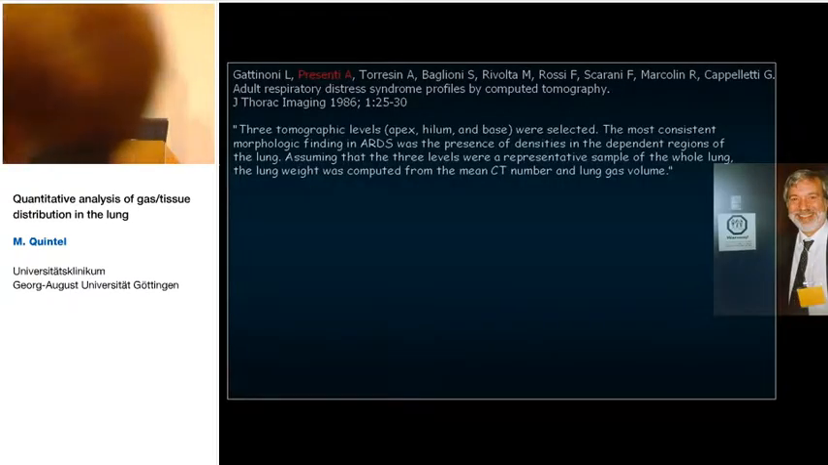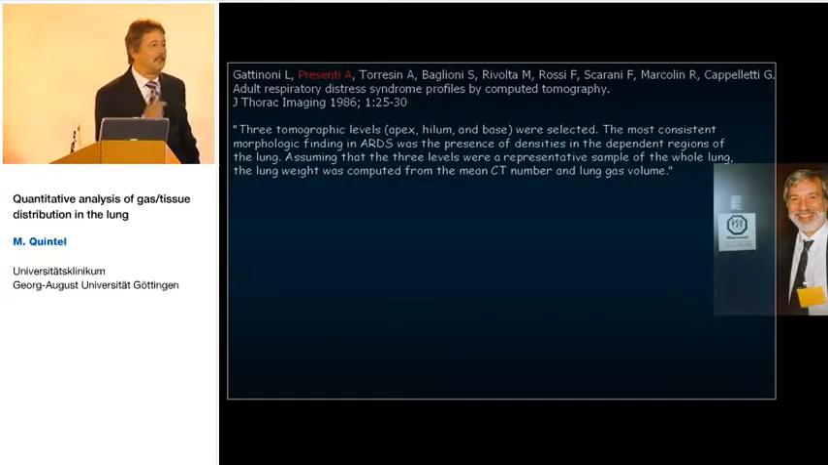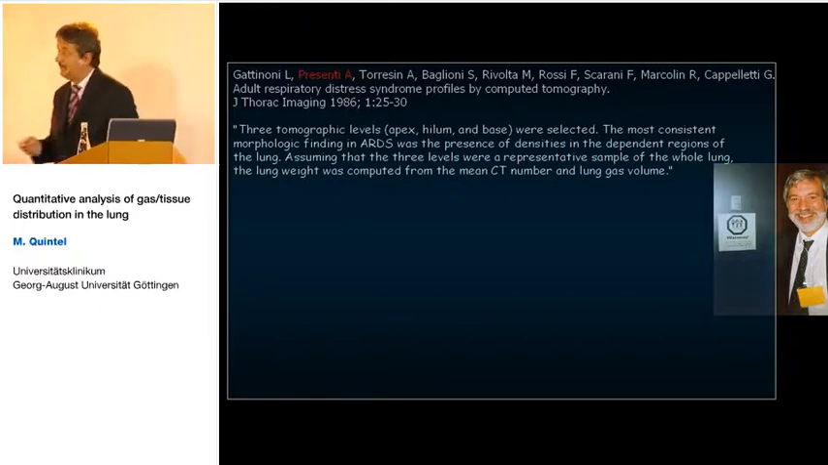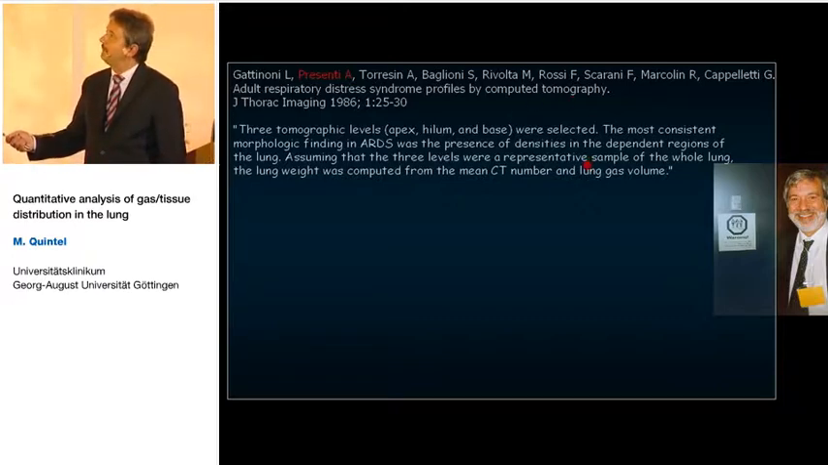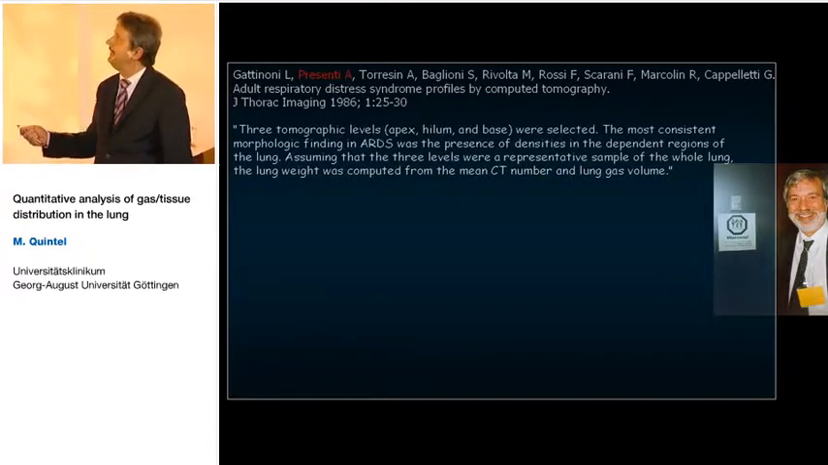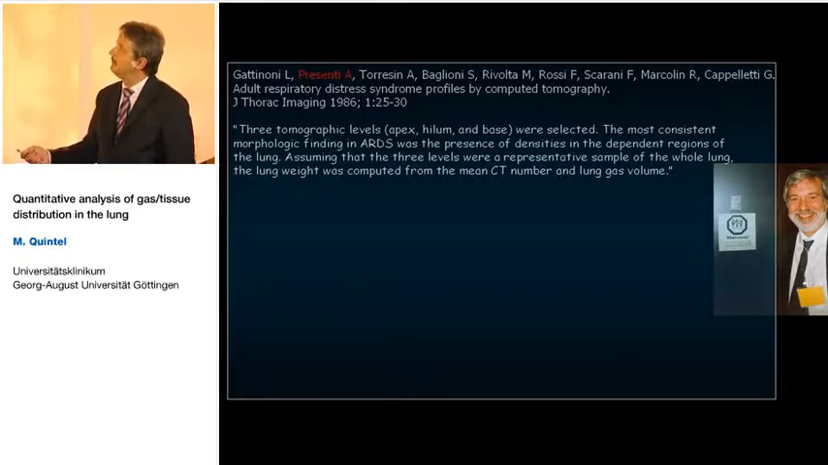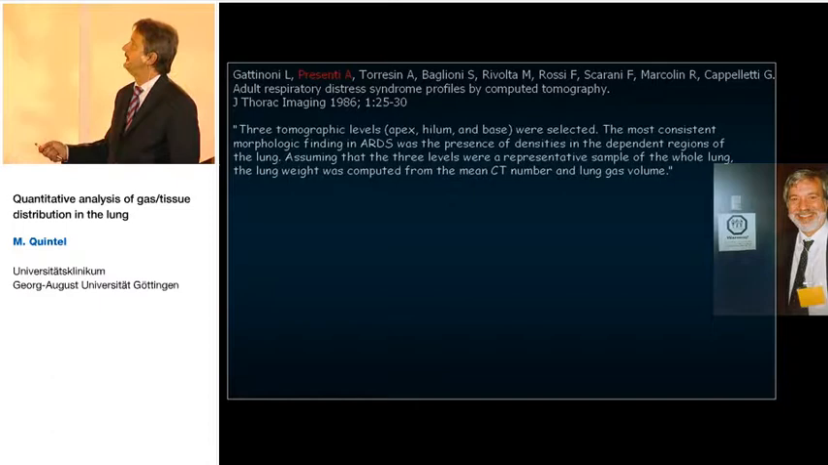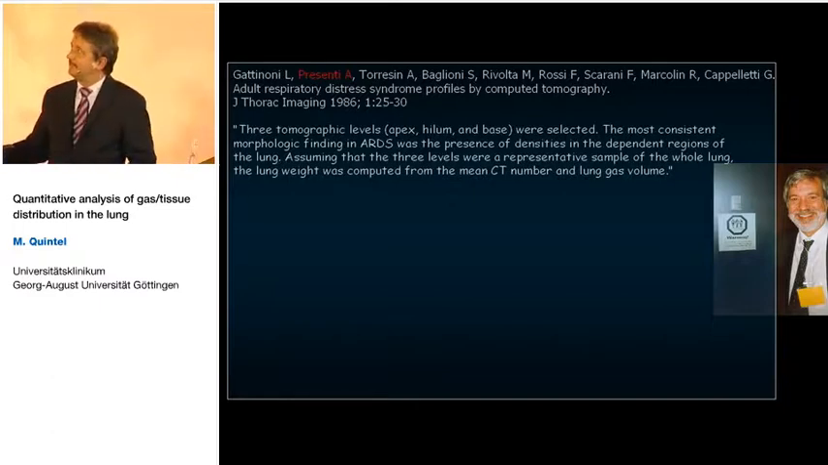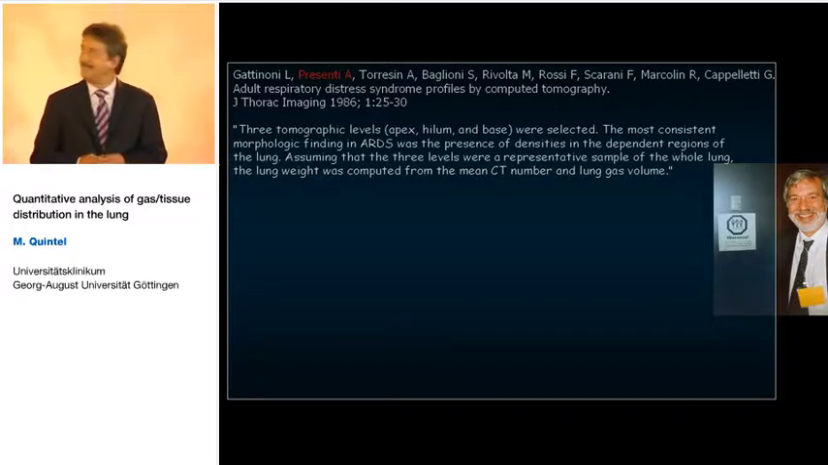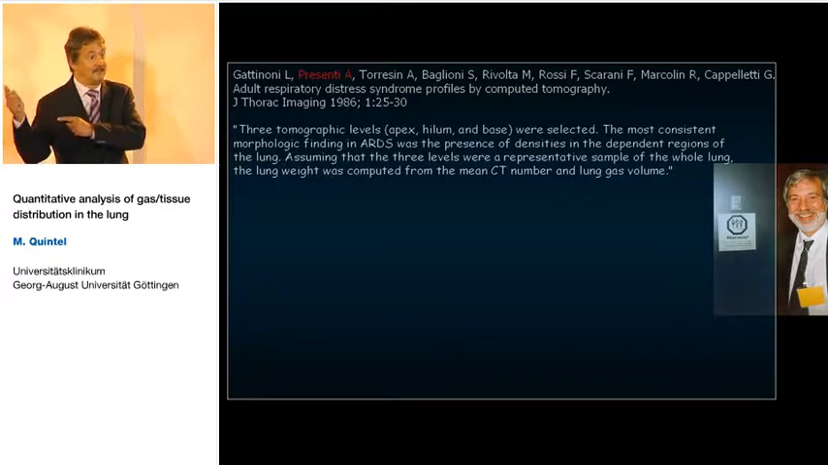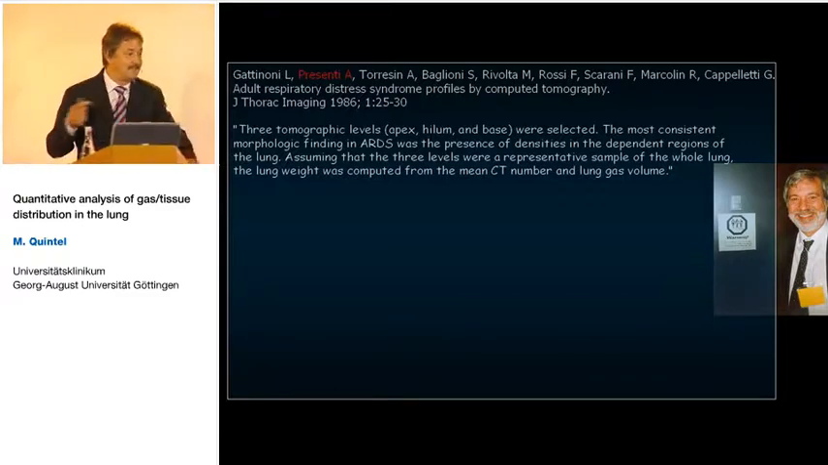In the very beginning, there was this guy who was the first to apply it to human beings. This is where, for the very first time, the density in the dependent regions of the lung was assessed, assuming these were representative samples of the whole lung, and even the weight was computed from the mean CT number and lung gas volume. Just as an aside, at that time Antonio Pesenti called himself Antonio Presenti, which is still in Medline. It's not a wrong spelling by me. It's really in Medline.